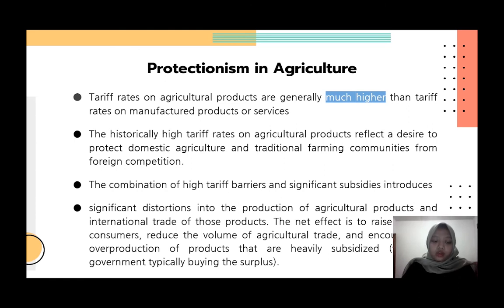The combination of high tariff barriers and significant subsidies introduces significant distortion into the production of agricultural products and international trade of those products. The net effect is to raise prices to consumers, reduce the volume of agricultural trade, and encourage the overproduction of products that are heavily subsidized, with the government typically buying the surplus.